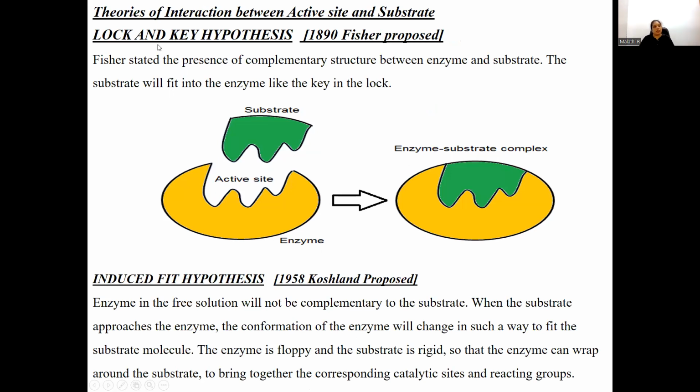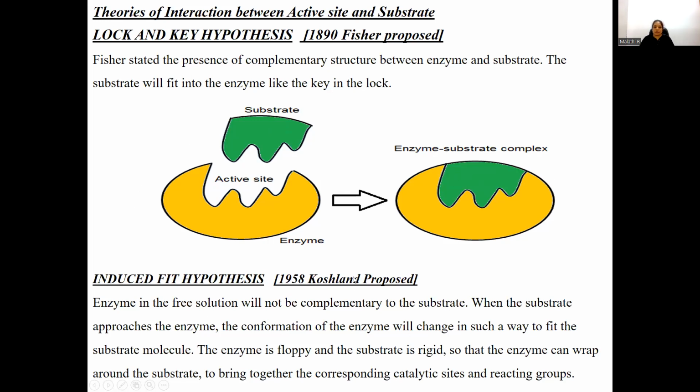Ogston has proposed there should be a minimum of 3 points of interaction. Based on that theory, two hypotheses have been proposed for the interaction between the active site of the enzyme and the substrate. The first is the lock and key hypothesis, proposed by Emil Fischer in 1890. Fischer stated that the enzyme and substrate have structures that exactly complement each other, so that the substrate can directly fit into the enzyme's active site to form the enzyme substrate complex, thereby producing the product and the enzyme.